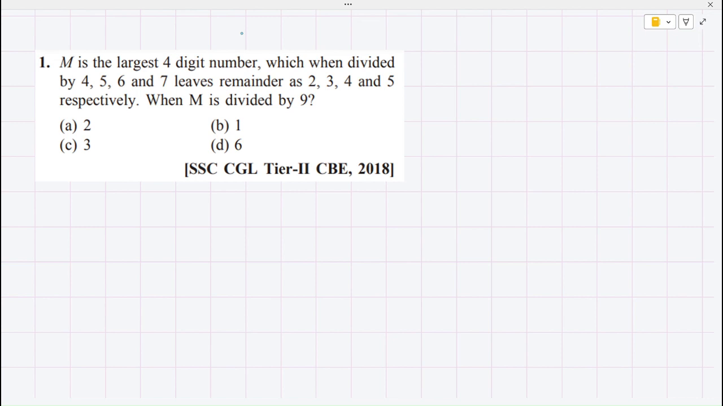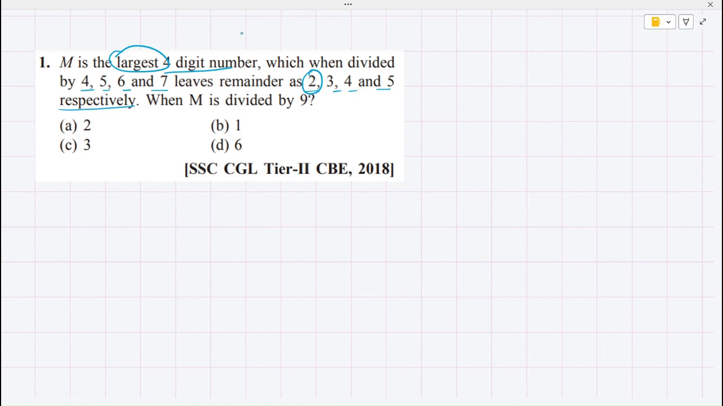So now we'll be continuing with the topic HCF and LCM. This question says M is the largest four-digit number which when divided by 4, 5, 6 and 7 leaves a remainder 2, 3, 4 and 5 respectively. Which means if we divide this particular four-digit number, which should be largest, by 4, the remainder we should receive should be equal to 2, and in case we divide it by 5 it should be 3, and so on.